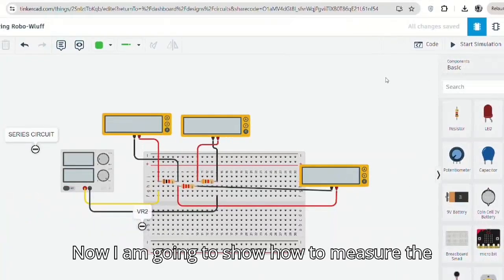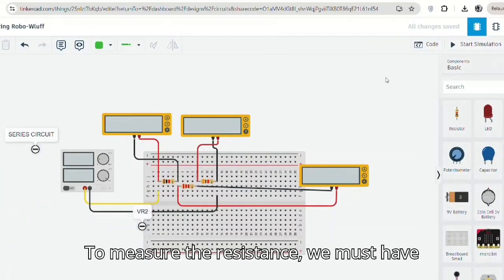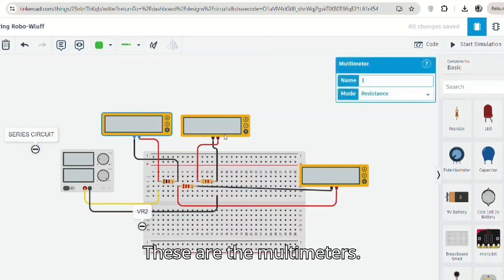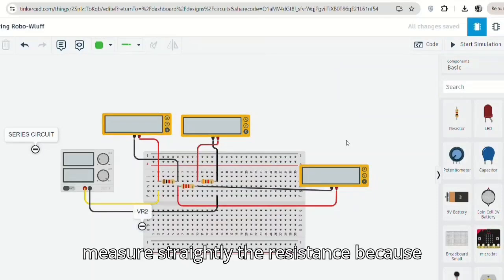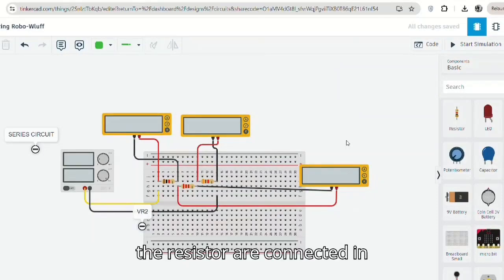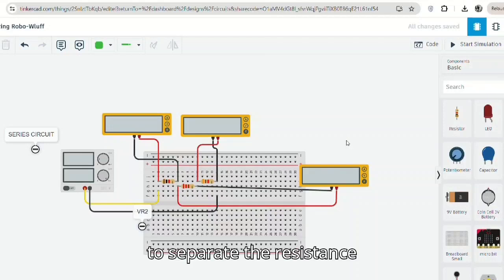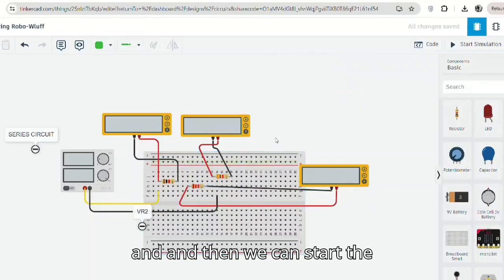Now I'm going to show how to measure the resistance in a series and parallel circuit. To measure the resistance, we must have the multimeter to find the resistance. These are the multimeters I'm going to use. So then we cannot measure the resistance straight away because the resistors are connected in a series circuit. So firstly what we must do is to separate the resistors into different parts. So I'm going to separate the resistors, and then we can start the simulation.